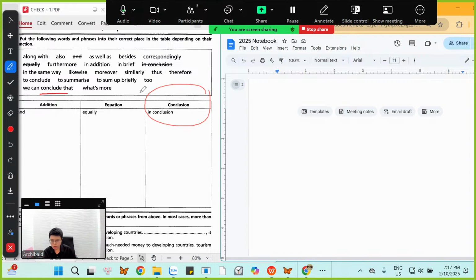Conclusion. So you look at the list of these words and you need to find the words which give concluding information. Alright, so addition means words that give more information. Equation words mean words that show you another way to talk about other things but in the same way.